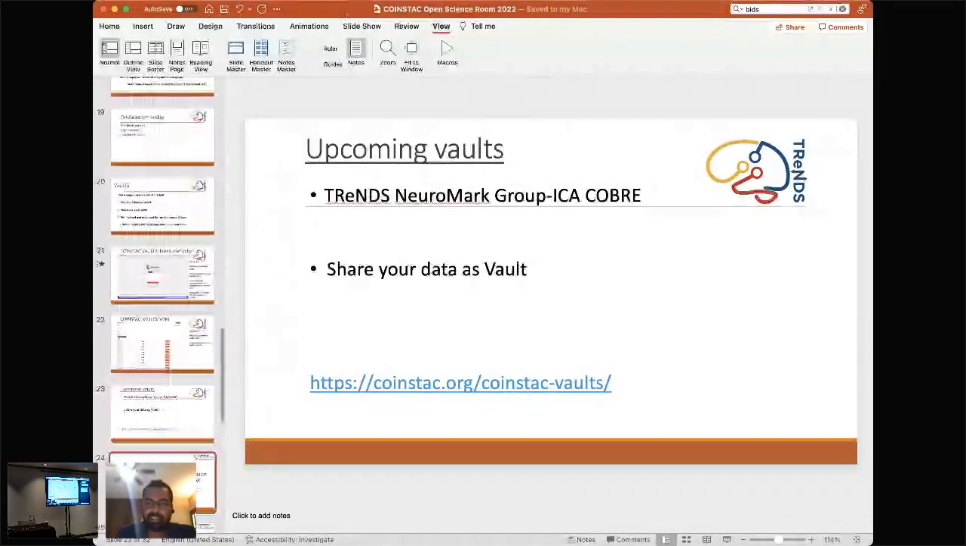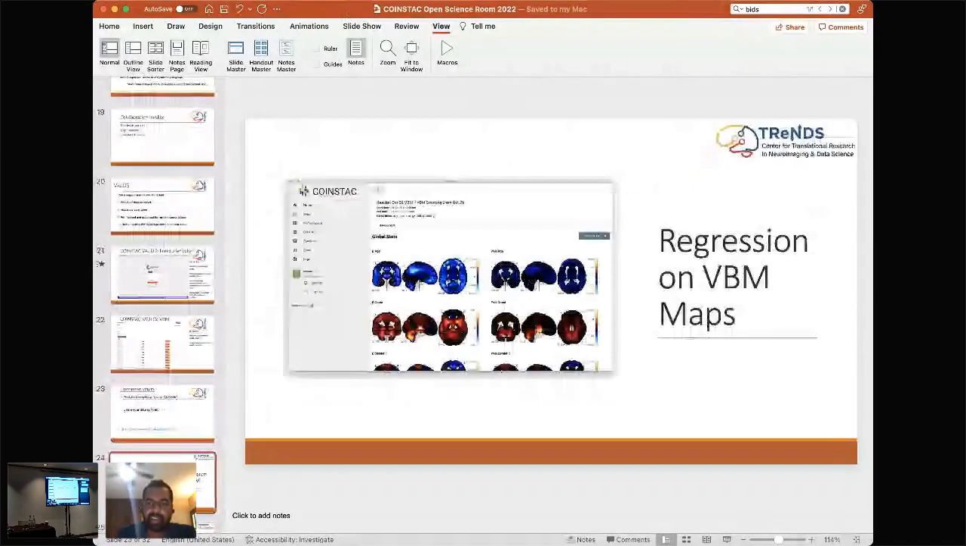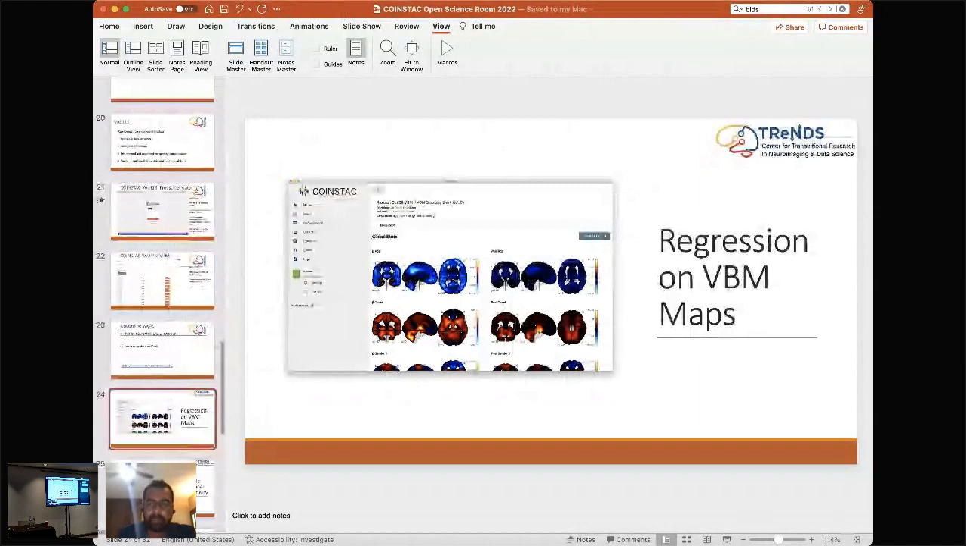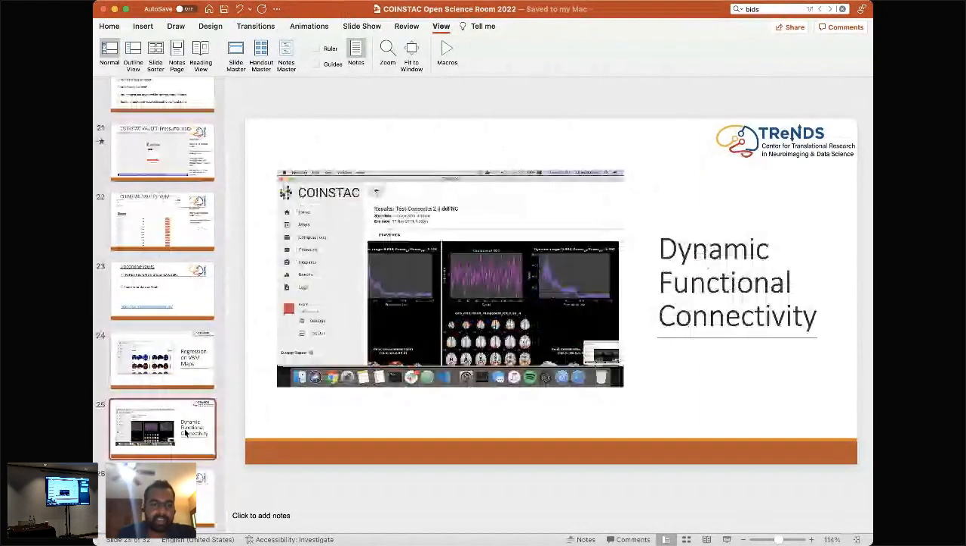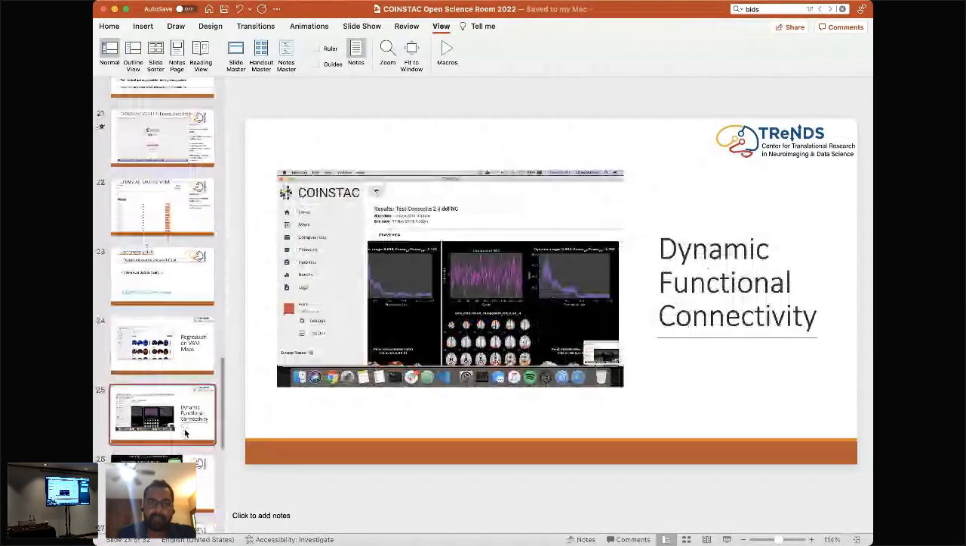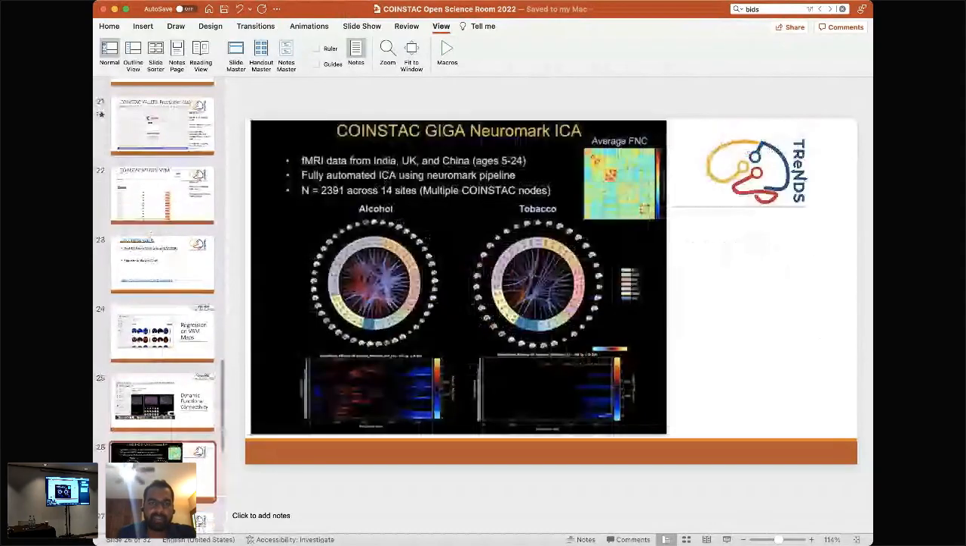So here are some other results that we ran using the COINSTAC framework. This is a regression on the VBM, and this is the dynamic functional connectivity. And here's a huge study that we ran, involving about 2,500 subjects across 14 sites, and fMRI data. This was a substance use study, and here you notice that alcohol has more effect than tobacco in this specific substance use study.